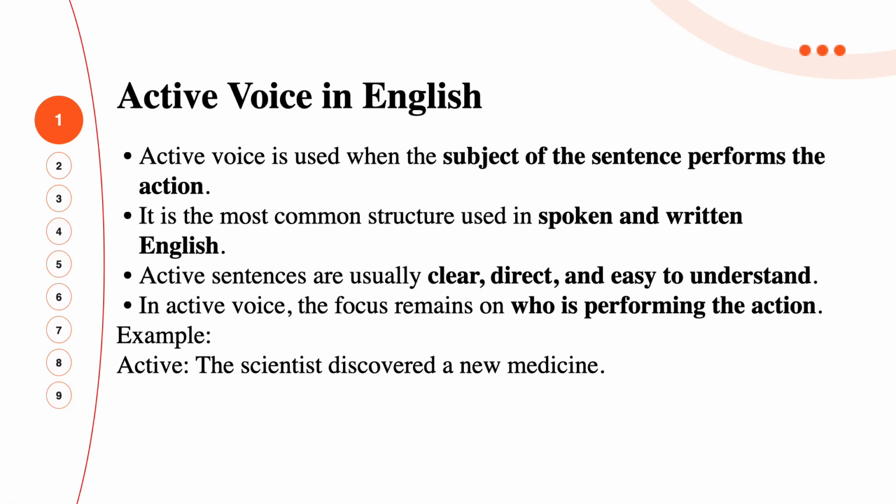Active voice is the most common structure used in everyday spoken and written English because the subject performs the action directly. The sentence becomes clear and easy to understand. Active sentences are usually more direct and straightforward. They help the listener or reader immediately understand who is performing the action. For example, in the sentence, the scientist discovered a new medicine. The scientist is the subject and performs the action of discovering. This clearly shows that the sentence is written in active voice.